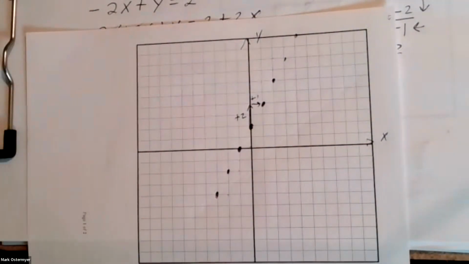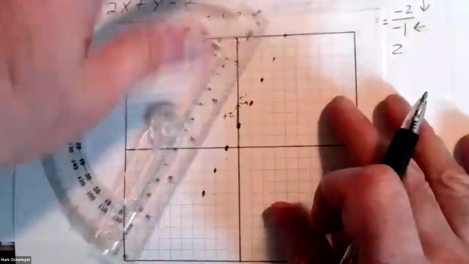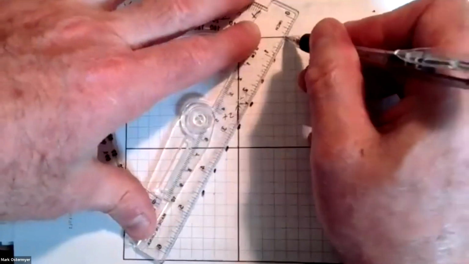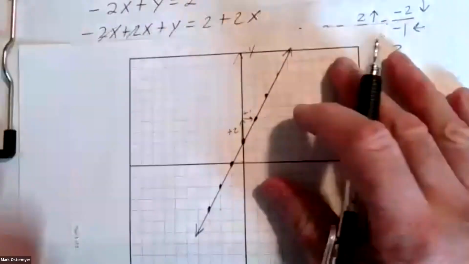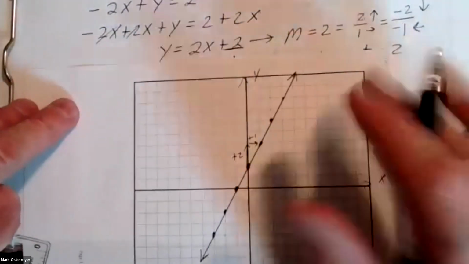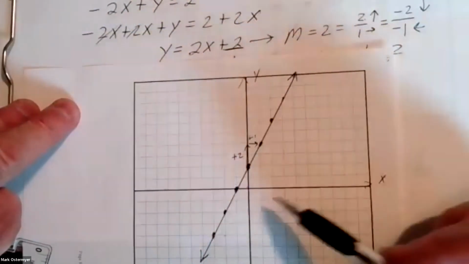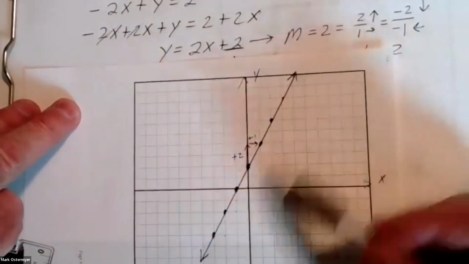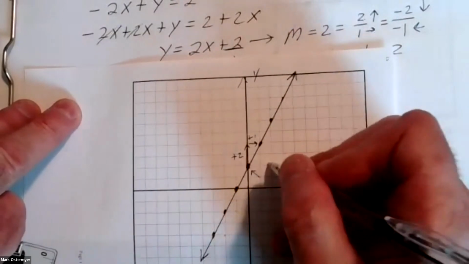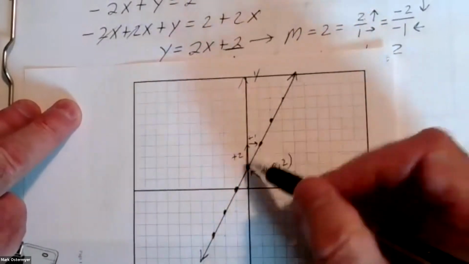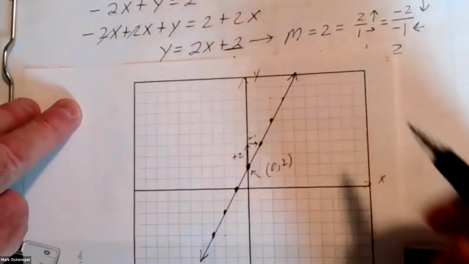Take a ruler, put a line through your points, and you have the graph of that linear equation, y equals 2x plus 2. So the graph of y equals 2x plus 2 is this line right here, whose y-intercept is right there, which is (0, 2), and whose slope is 2 over 1.